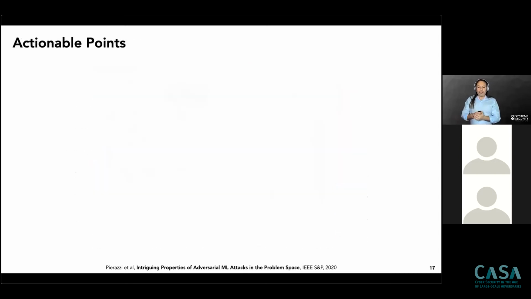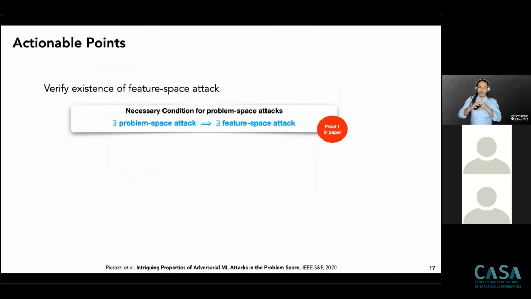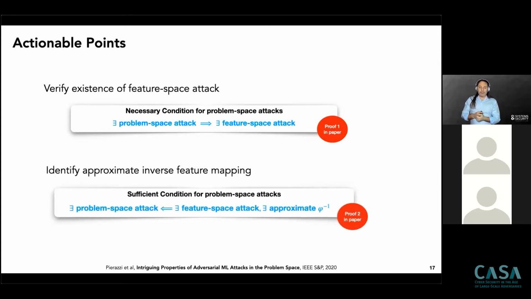So a couple of actionable points before we move forward. First, for how we frame the rest of the conversation, it is easier to find a feature space attack. There is a necessary condition we have in the paper for the existence of problem space attacks. If we have a feature space attack, then we can start reasoning about whether we have a problem space attack. If we cannot find a feature space attack, then we cannot generate a problem space attack. Now, if we do have a feature space attack and we can approximate the inverse feature mapping function, then we can generate a problem space attack.